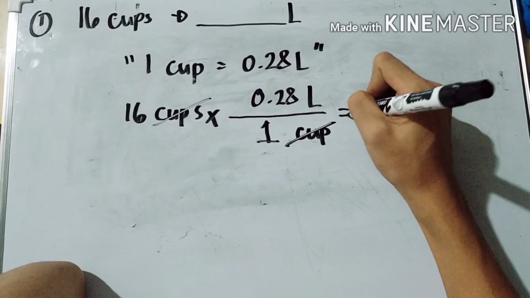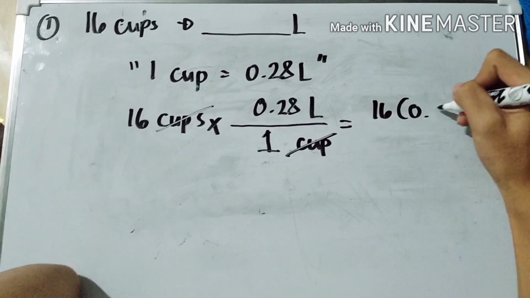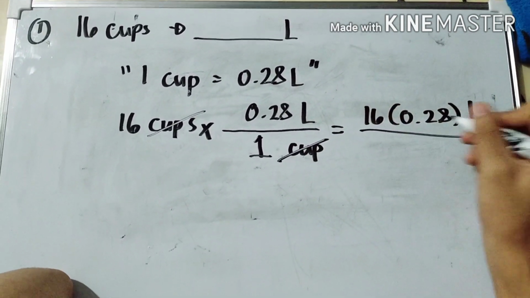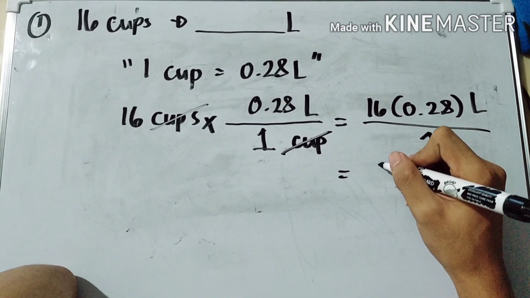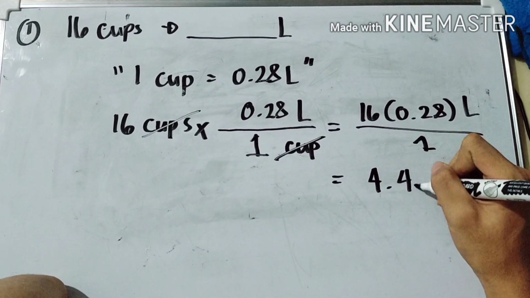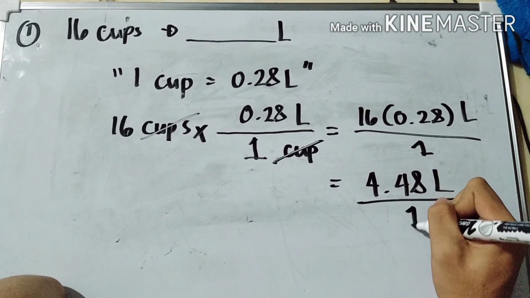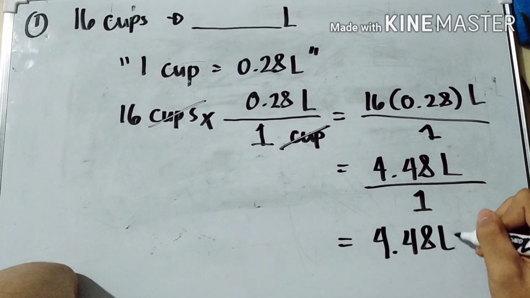So, you cancel cups. Okay, and then, multiply over. 16 multiplied by 0.28. Then, the given is liter over 1. And 16 times 0.28 is equivalent to 4.48. Copy the given unit. And then divide it by 1. When you divide it, the answer is 4.48 liter.